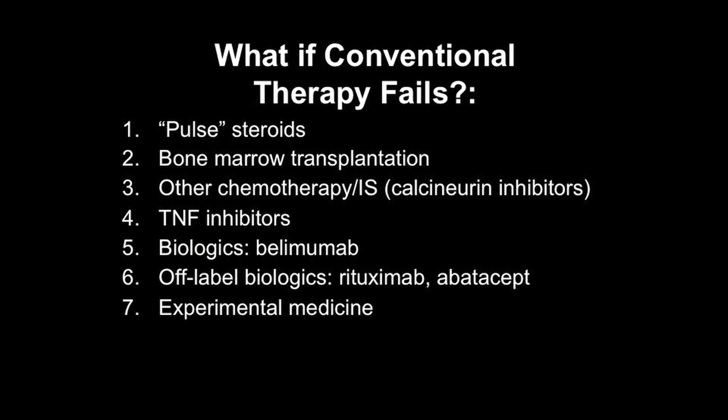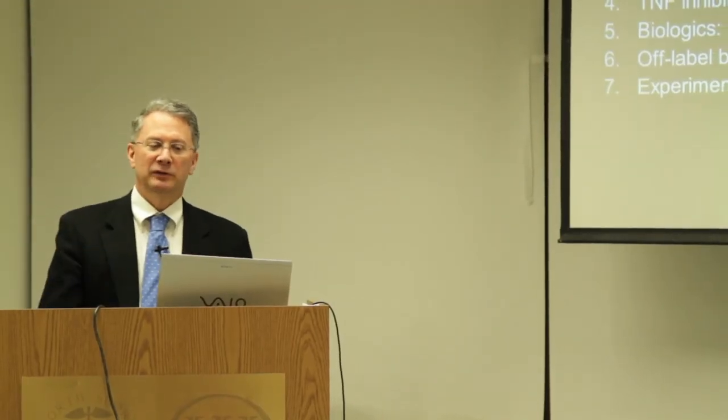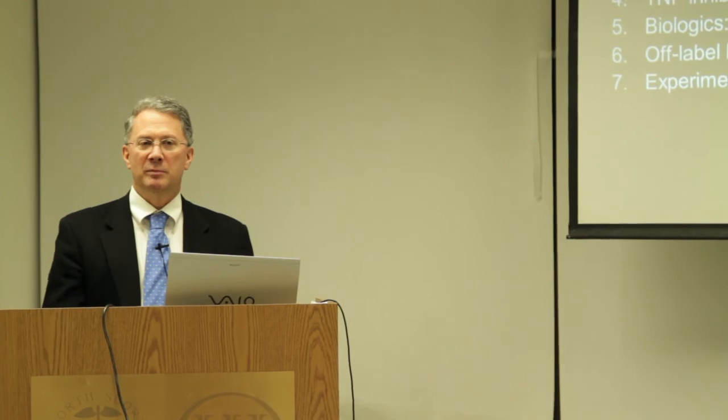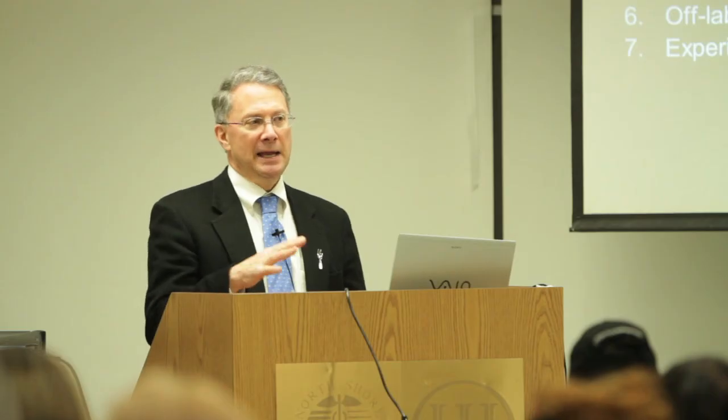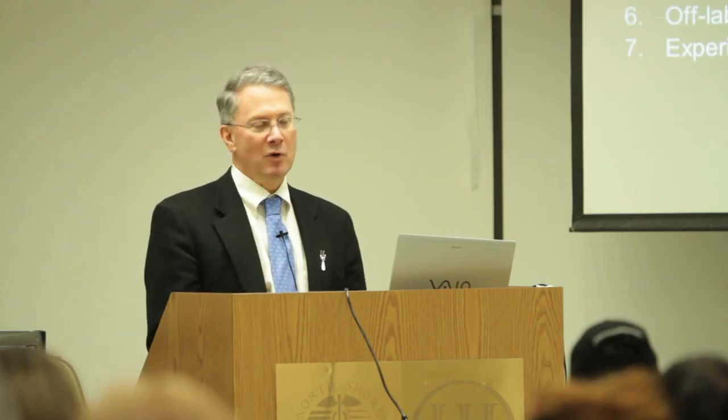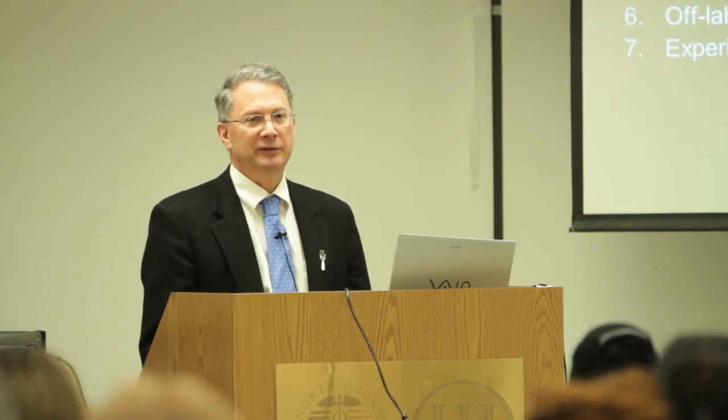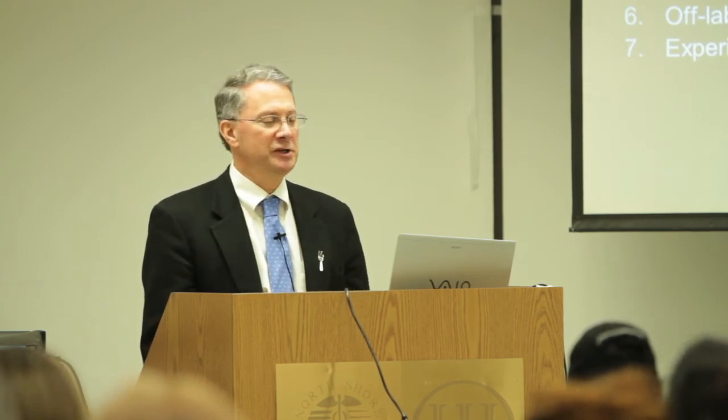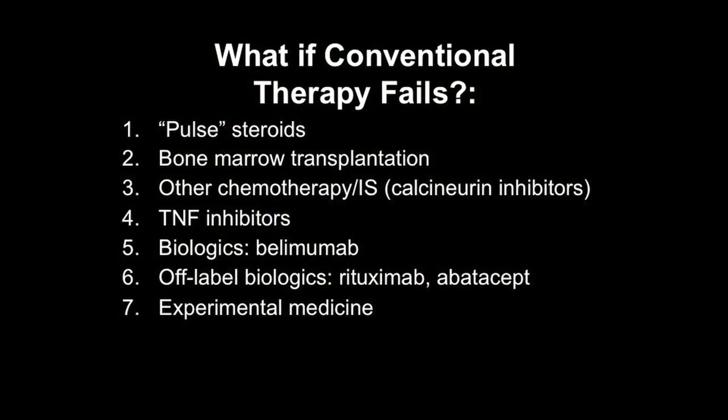Somewhat experimental is bone marrow transplantation. So if lupus is caused by an abnormality of the immune system, zap the immune system with chemotherapy or radiation therapy and let it repopulate with normal cells. It hasn't been that successful and it's not a very safe procedure. There are other chemotherapeutic agents out there and other immunosuppressives. They are called calcineurin inhibitors, or at least one type is a calcineurin inhibitor. An example would be cyclosporin. So some will use that for kidney disease.